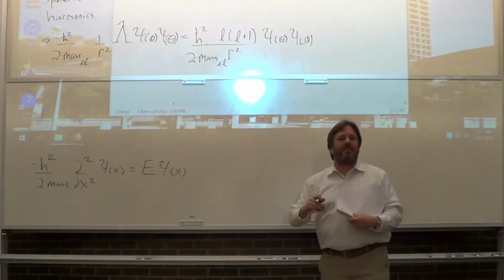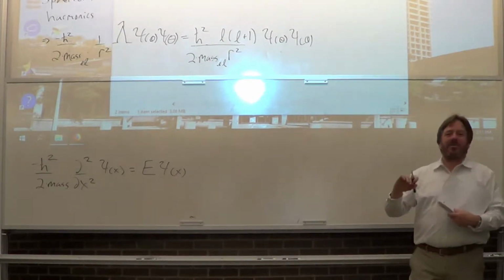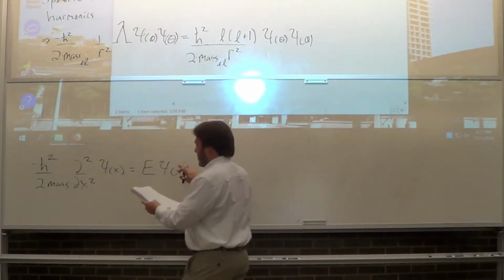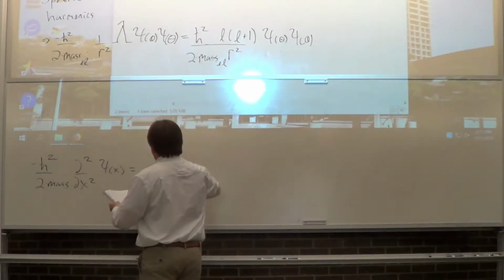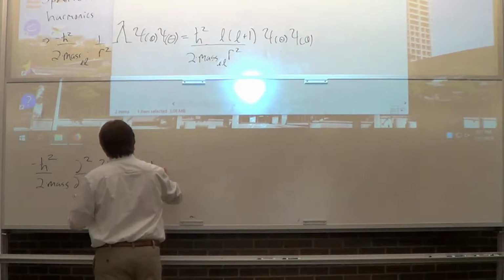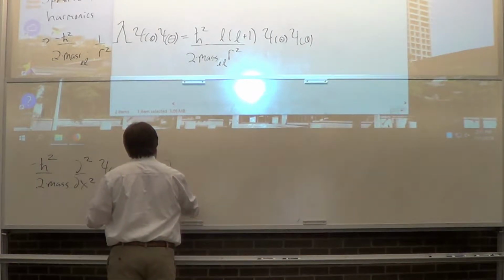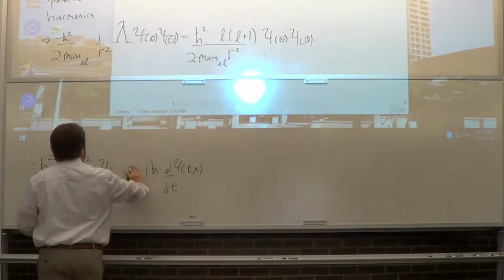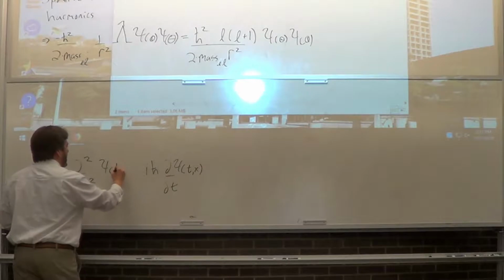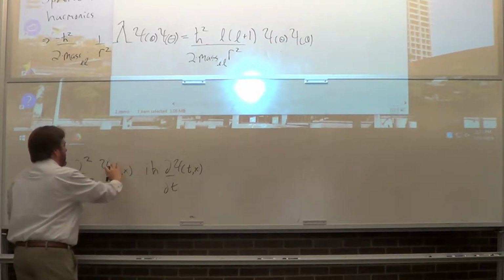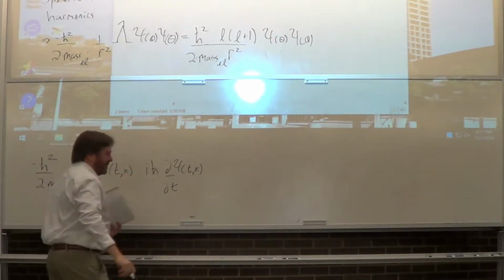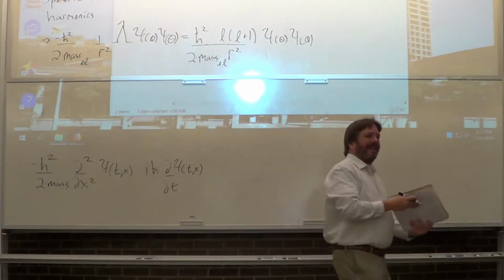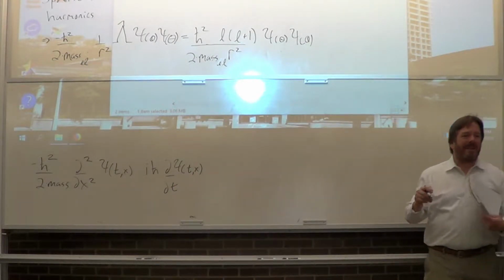This is not true. This is not what Schrodinger derived. This is what Schrodinger derived: i h bar d/dt. So I have to put in two variables now. I have to make two changes. Schrodinger derived this equation, and it has time in it.